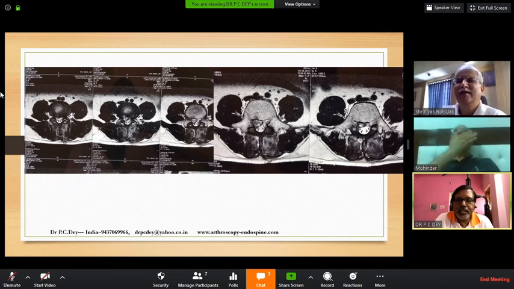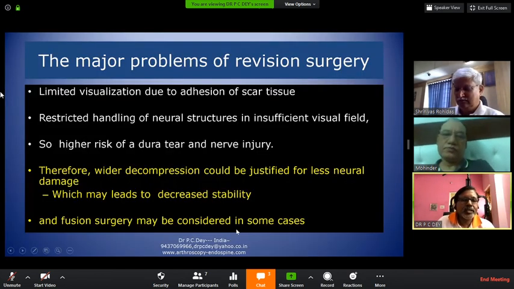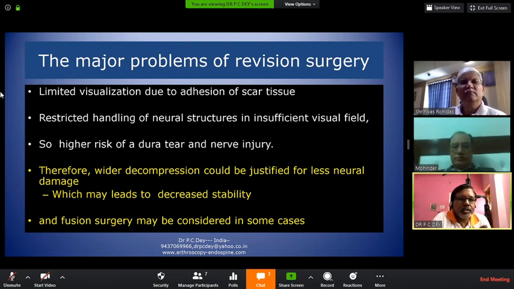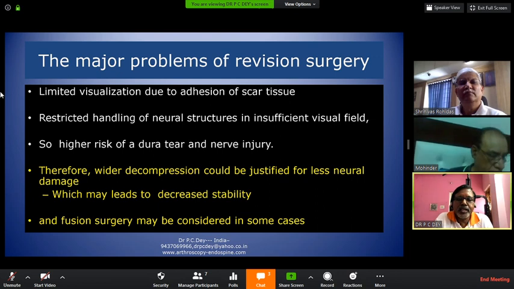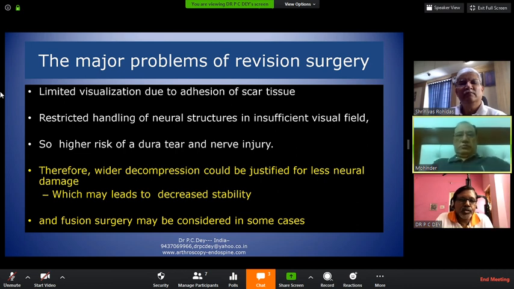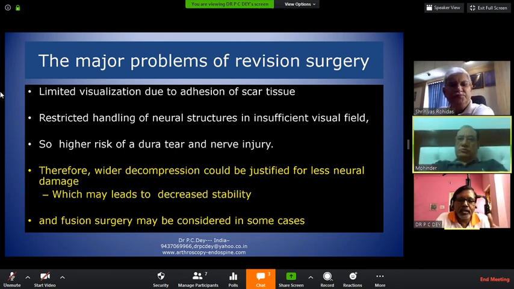Then my senior resident rang me, sir, the patient is having some bladder involvement, and we have posted the surgery in the second case. So I'm just putting that patient in the first case. So with this background, I have operated on this patient. Now, see, this is the major problem what Dr. Rohidas wanted to tell you. This is the limited visualization due to the adhesion of the scar tissue, restriction in handling of the neural structures in the insufficient visual field, so higher risk of dural tear and nerve injury.